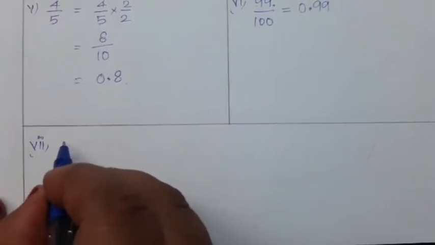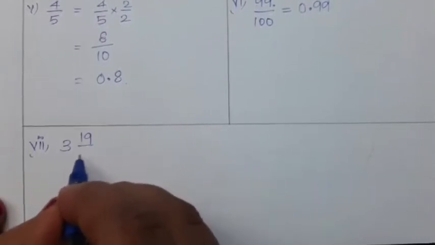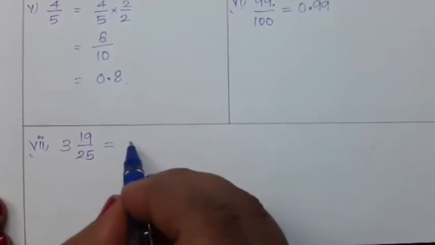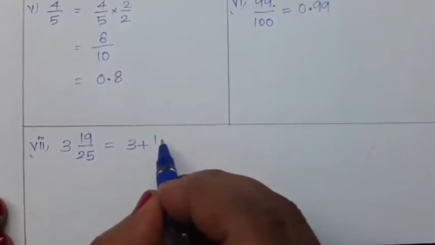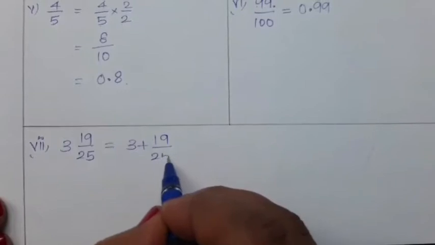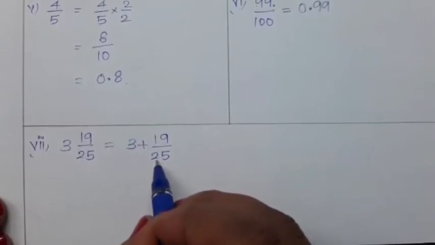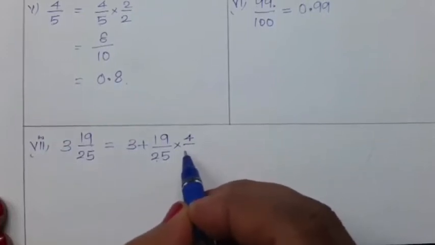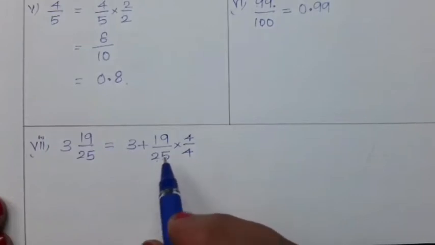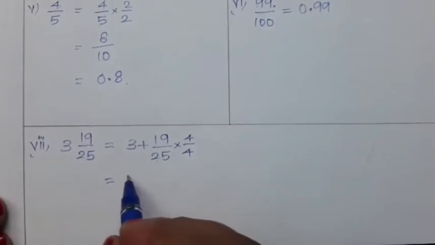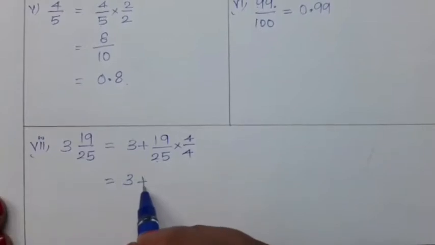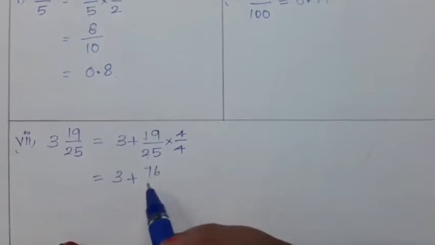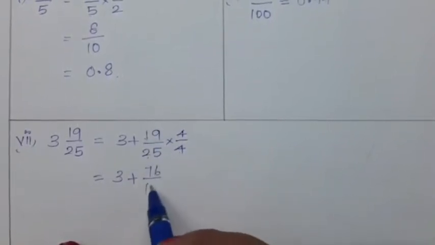Next, seventh subdivision, 3 19 divided by 25. As usual, this is a mixed fraction. We should separate this fraction as 3 plus 19 by 25. To make this denominator as 100, we should multiply by 4 on both numerator and denominator, which is equal to 3 plus 19 4s are 76 divided by 25 4s are 100.